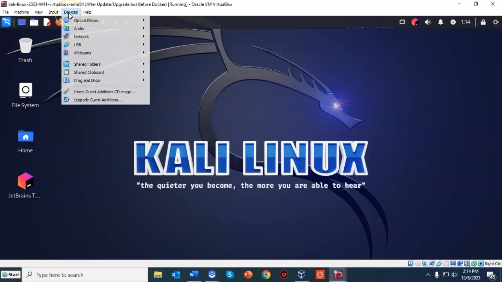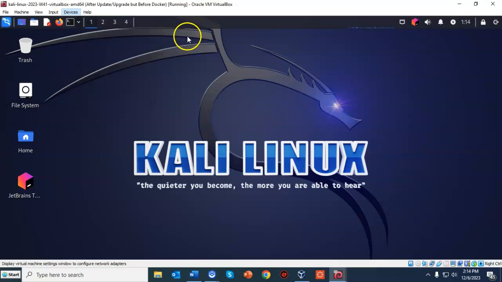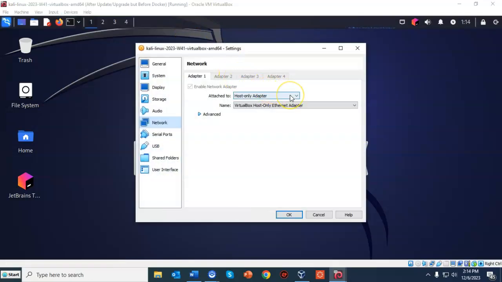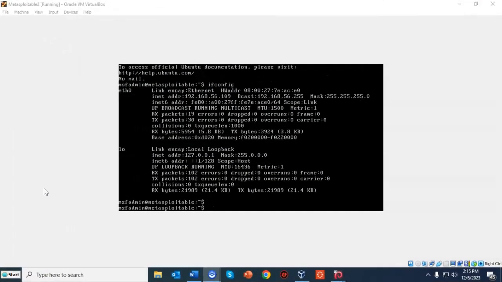To do this, we go up to Devices, go down to Network Settings, and we ensure that we are attached to a host-only adapter. Do this for both the target and for the Kali machine. Next, we need to log into our target machine, Metasploitable 2, and ensure that we have the correct IP address.